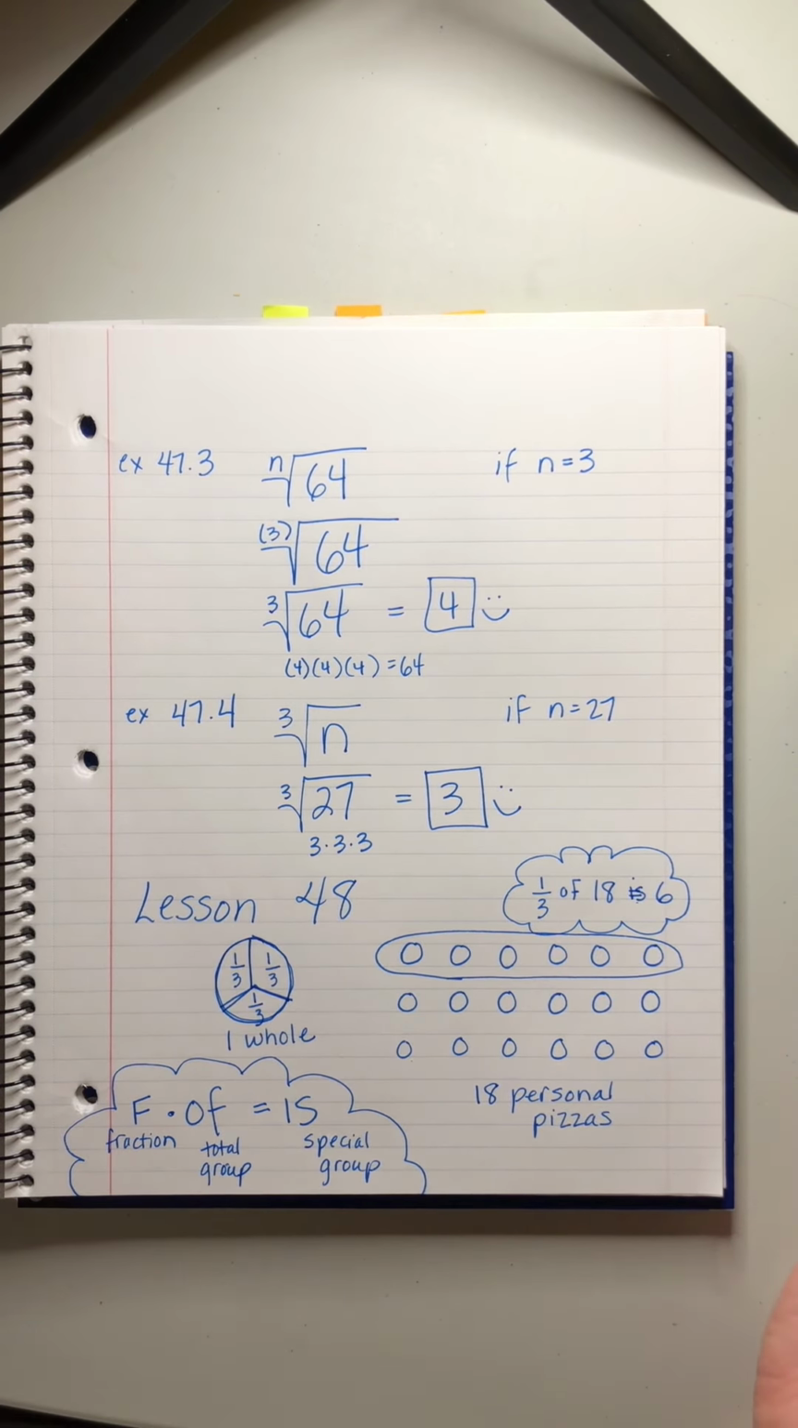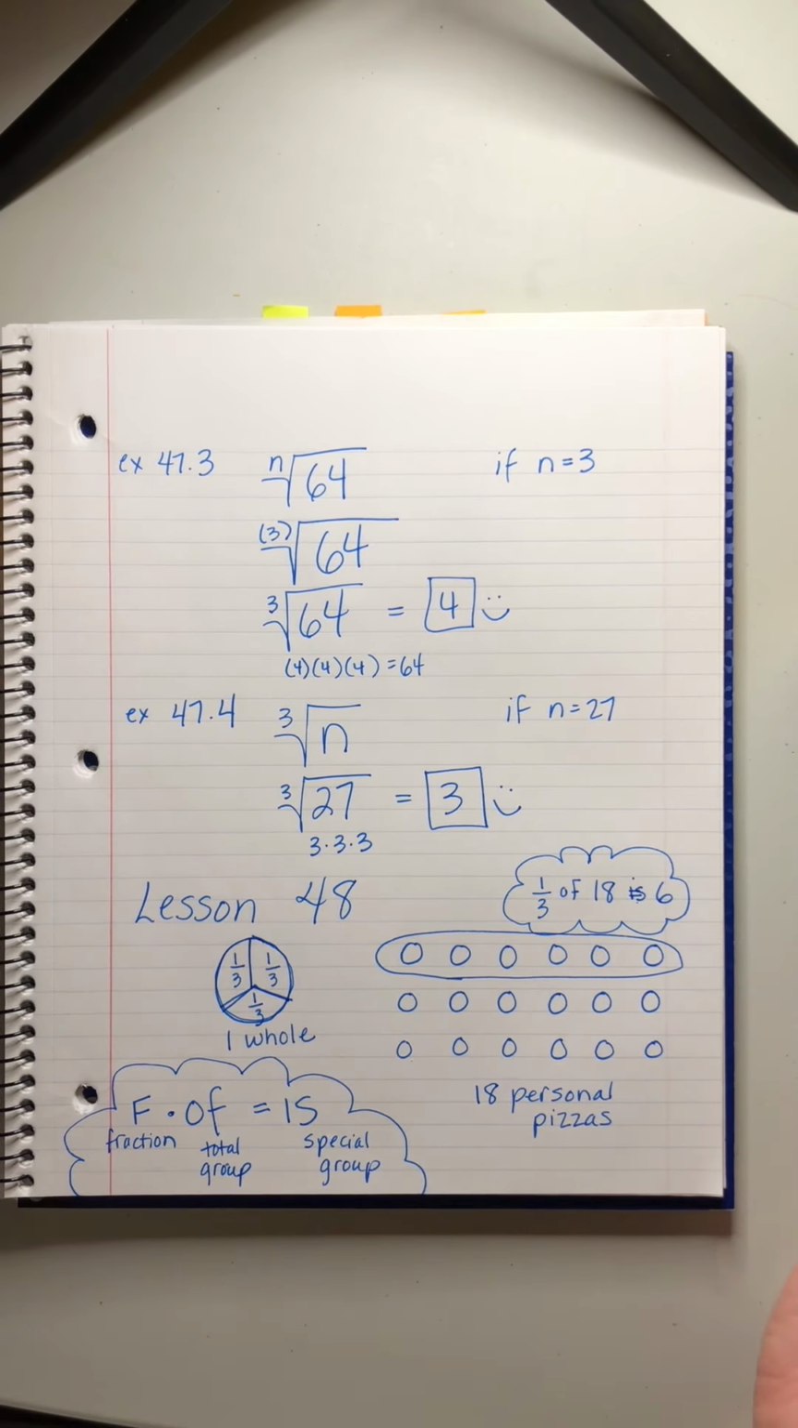Make sure you write this in your book cover. I'll write it down again here. It's F times of equals is. F represents the fraction. Of represents the total group, the 18 personal pizzas. Is represents the special group. And in our example, it was your share. Okay? That's the formula that we will use.